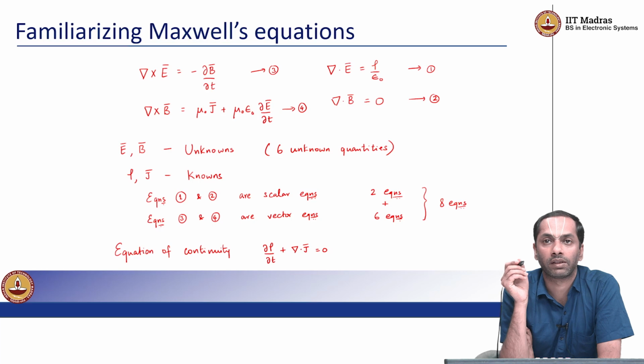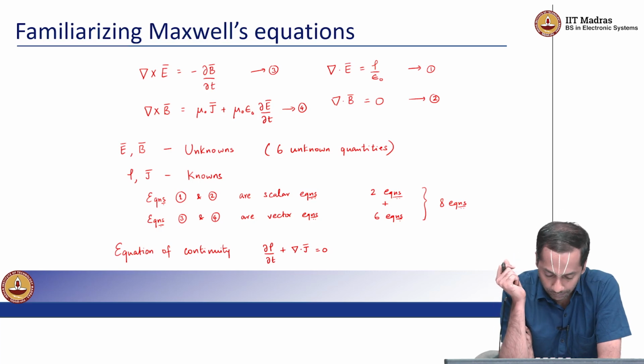All it is trying to say is if I were to take a very small volume and the charge density within this volume were to change, it must be because of flow of currents into or out of this volume, right? There's no other way. And this is obeyed at every single point, right?